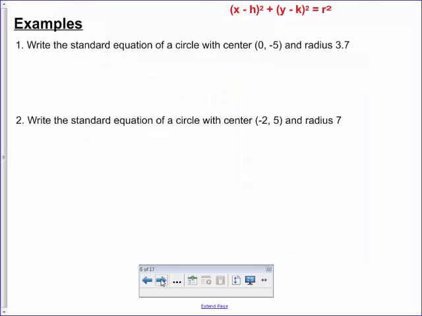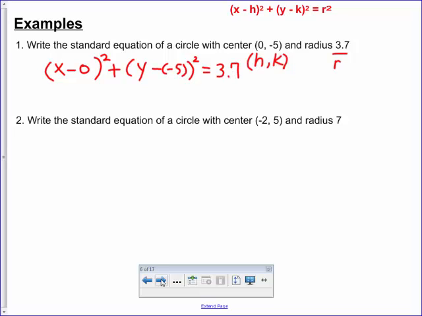So now we're going to look at some examples where the center is not at the origin. So as you can see for the first example, your h will be 0 and your k will be -5. Your radius is going to be 3.7. So go back to your formula sheets and look at the formula. And it is written on top right there, so I'm going to plug it in. So whenever I see h, I plug in 0. So I'm going to put x minus 0, the whole thing squared, plus y minus, and my k is -5, squared equals 3.7 squared.